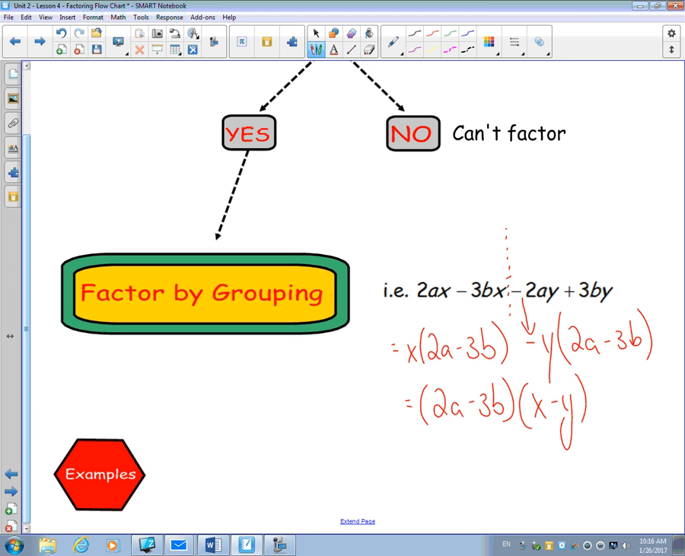And those are our different types. If you weren't able to do one of those types, then for our purposes right now, we can't factor. Yes, there are other types of factoring. We're going to worry about those in grade 11, higher functions next year. But for our purposes right now, we're done.